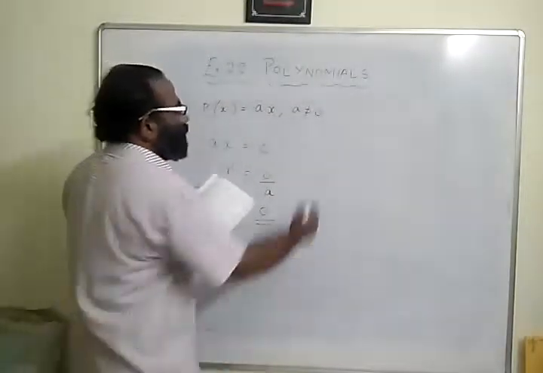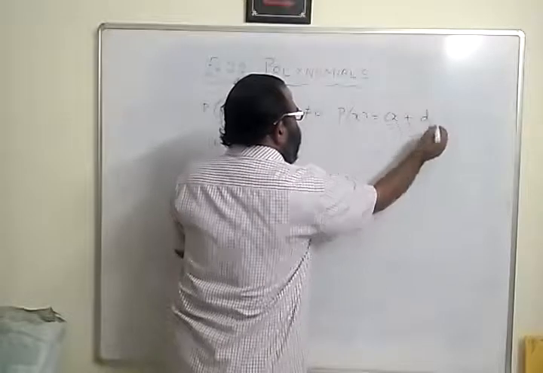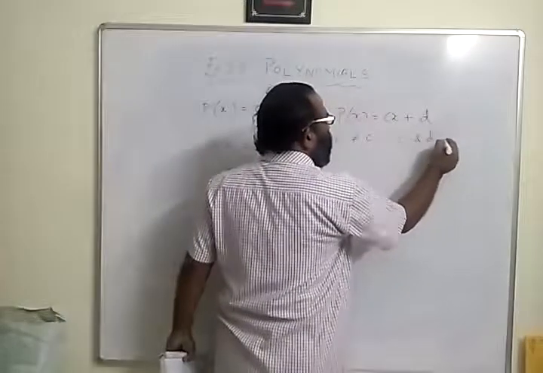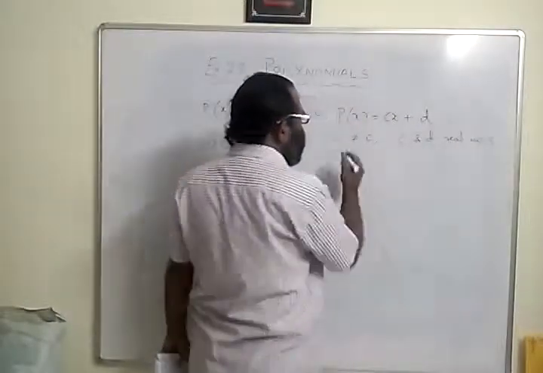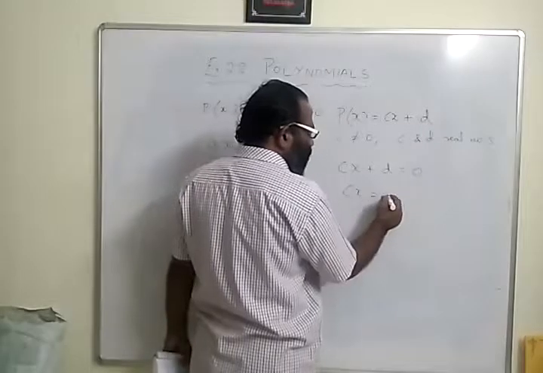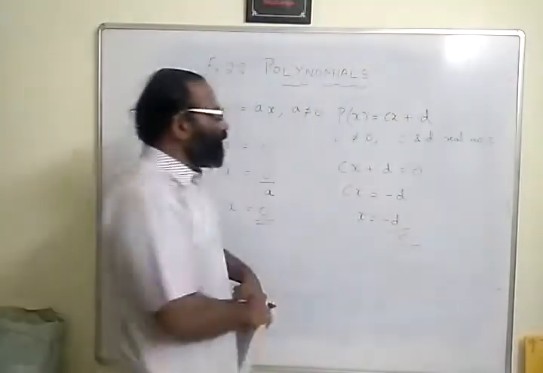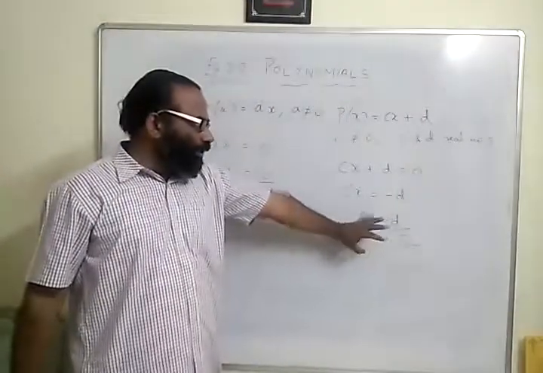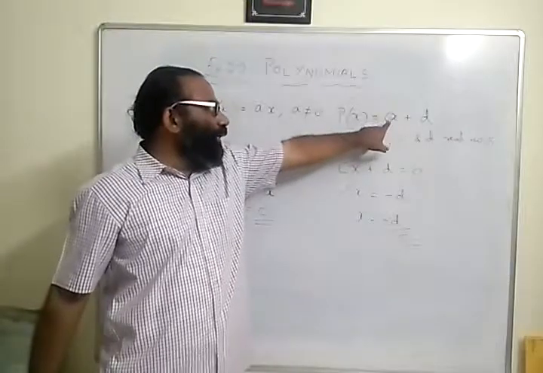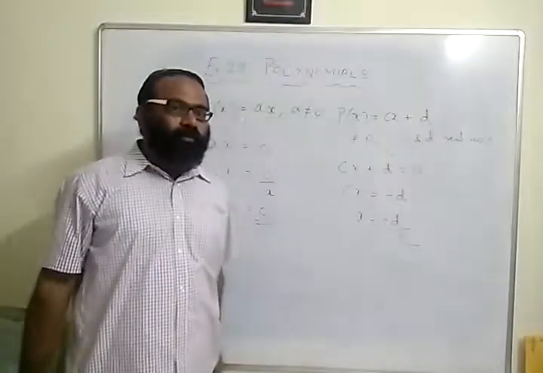So P of x is equal to cx plus d. C is not equal to 0 and c and d are real numbers. So the same method, cx plus d equals 0, cx equals minus d, x is equal to minus d by c. So the 0 of this polynomial is minus d by c. You can see that if I were to substitute instead of x minus d by c, c into minus d by c, the c and the c would cancel. I would get minus d plus d, the whole thing becomes 0.